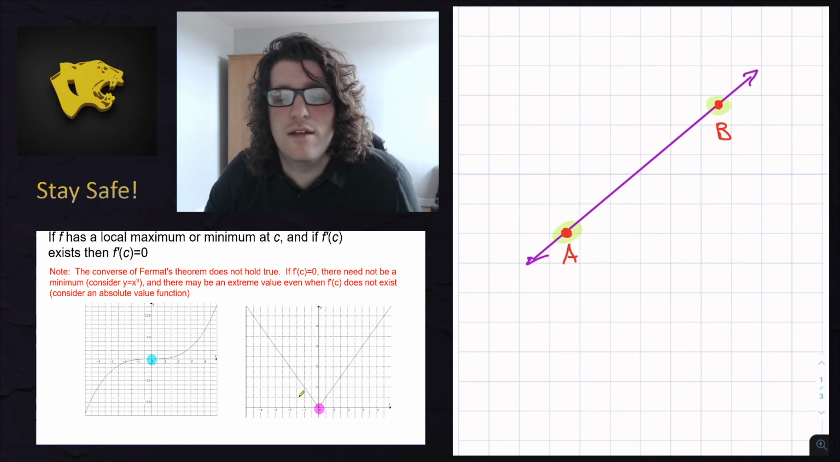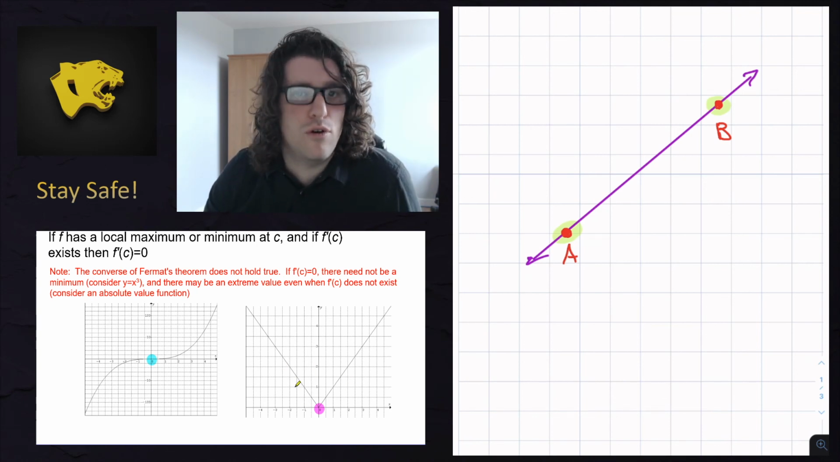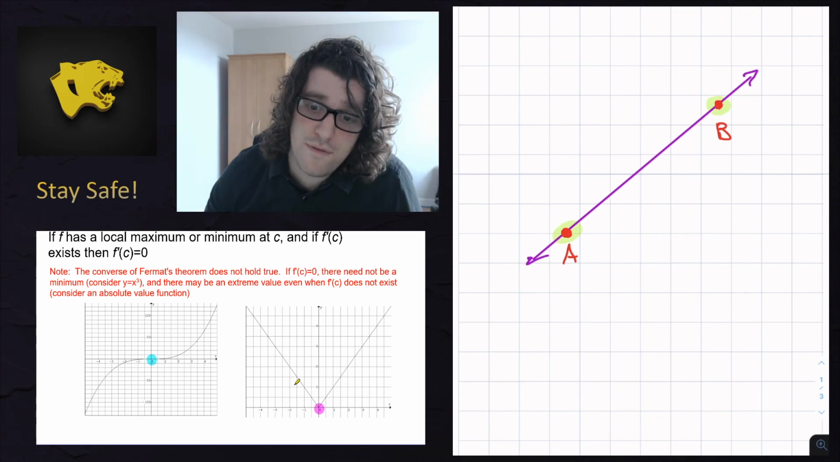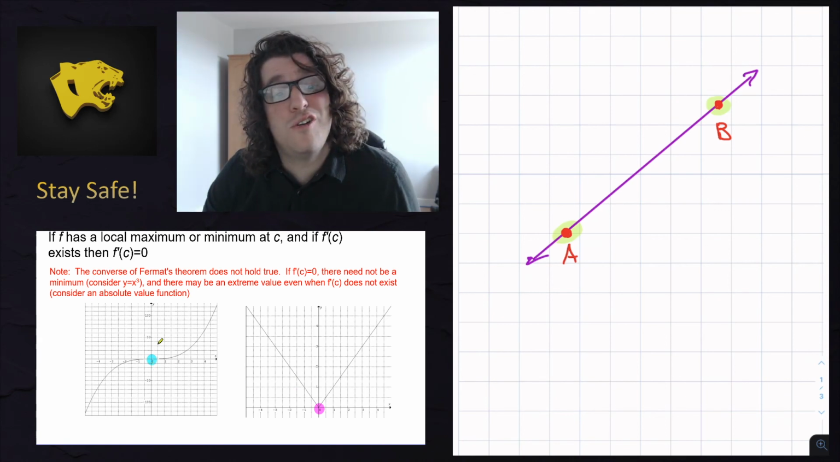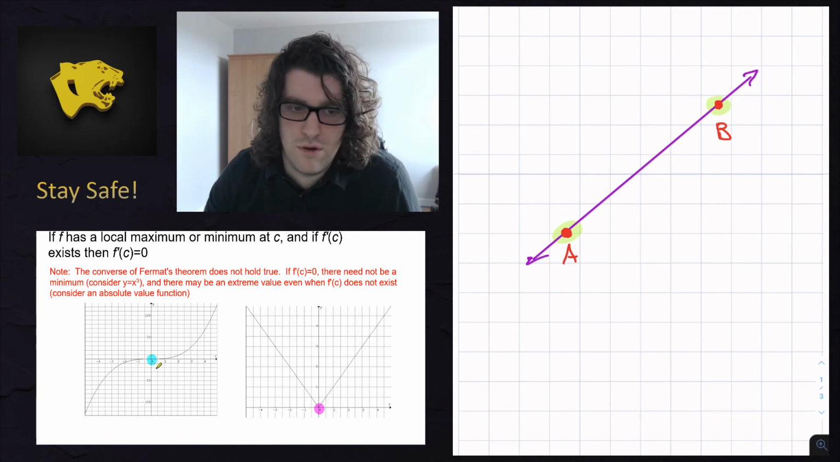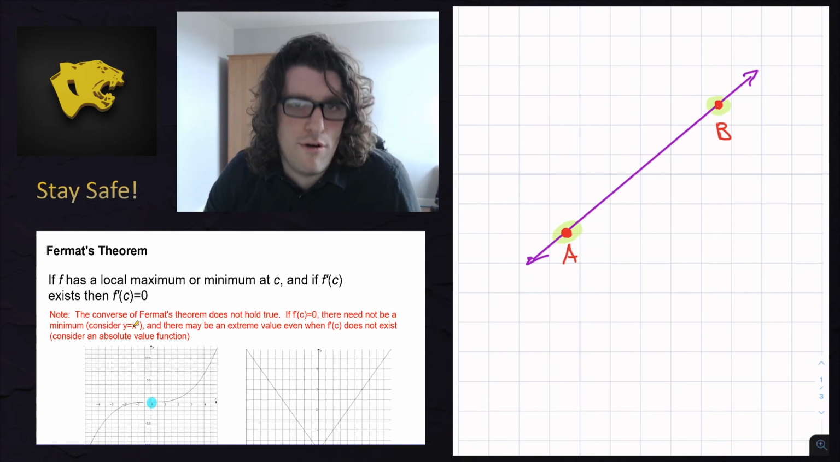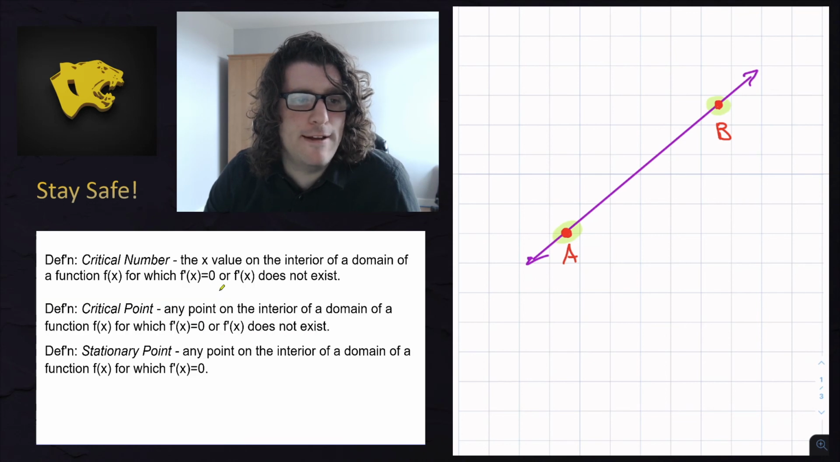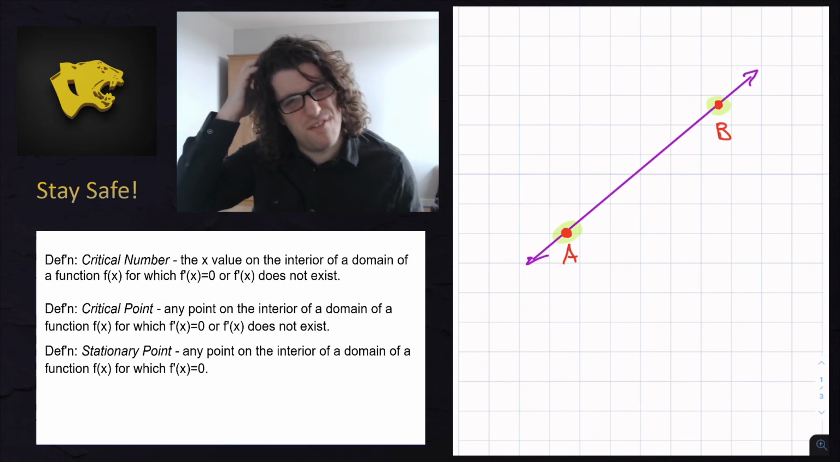So we would find that you can have local maximums or minimums even if the derivative doesn't exist, and you can have derivatives of 0 that don't give you local maximums or minimums. All Fermat's theorem says, as a rewind, is that if there is a local maximum or minimum and the derivative exists at the same time, then the derivative has to be 0.